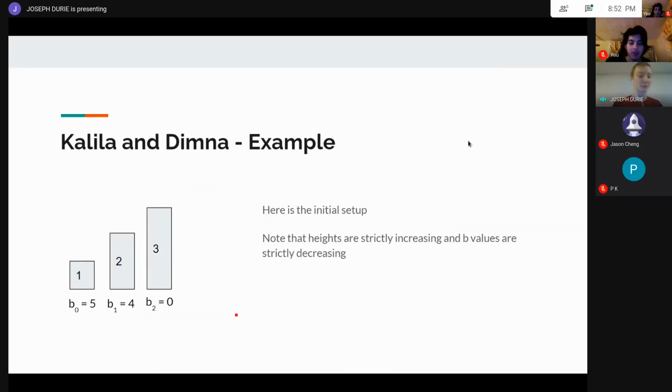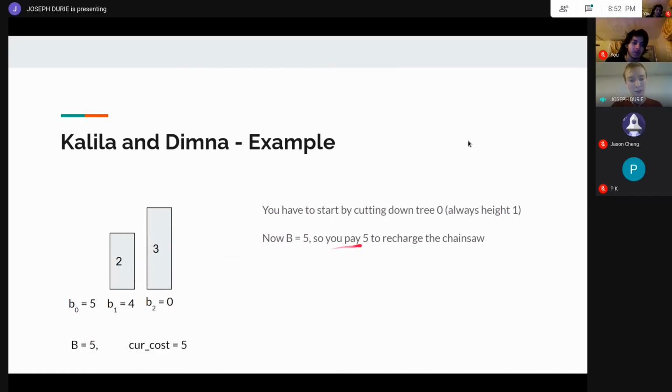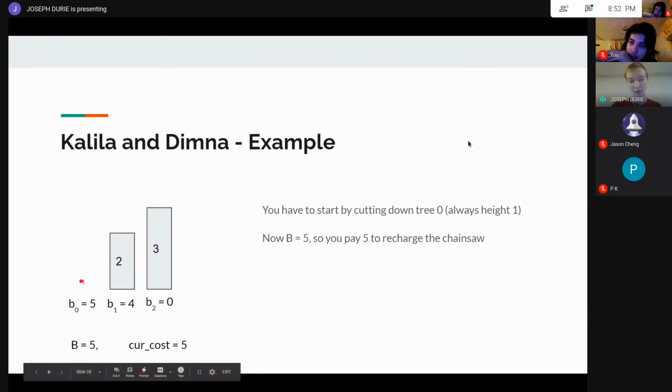Okay, so let's say this is your initial setup, where your heights are 1, 2, 3, and your costs are 5, 4, 0. So notice that the heights are strictly increasing, and costs are strictly decreasing, and we have a height of 1 here and a cost of 0 here. Okay, so like I said, in the first step, you have to cut down the first tree, which means we reduce its height to 0. And now if we look at B, which is, again, the smallest cost value out of all the trees that are fully cut down, we only have 1 here. So B is 5, which means we now have to pay 5 to recharge the chainsaw.